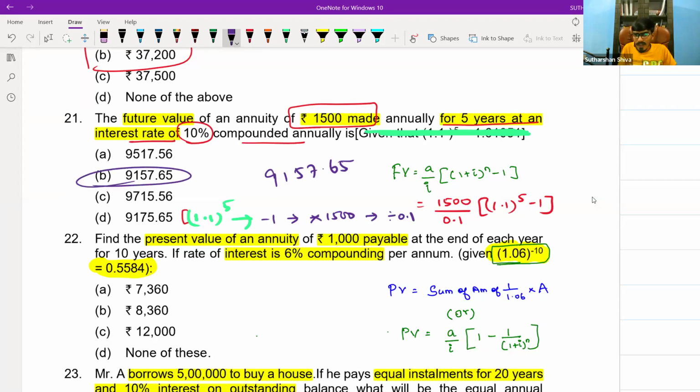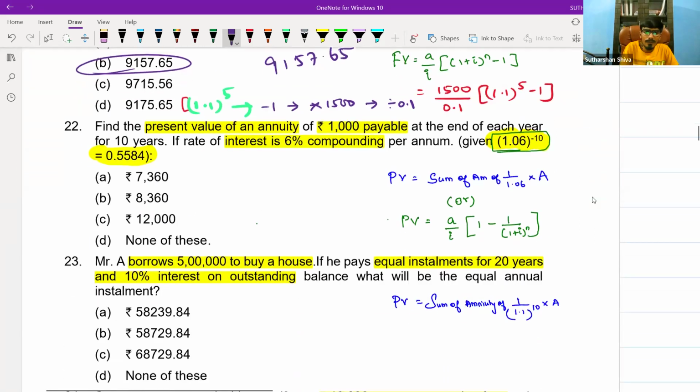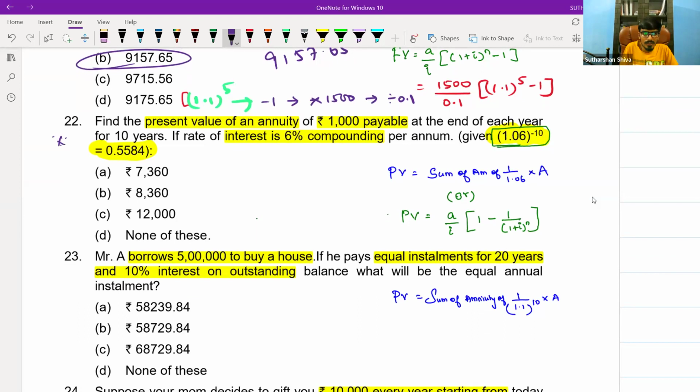Don't expect this value to be given. Without this value also, you should know how to calculate. If they have given the value, this becomes simple. From that minus 1 into 1,500 divided by 0.1. That's it. Then from question number 22, another interesting question.